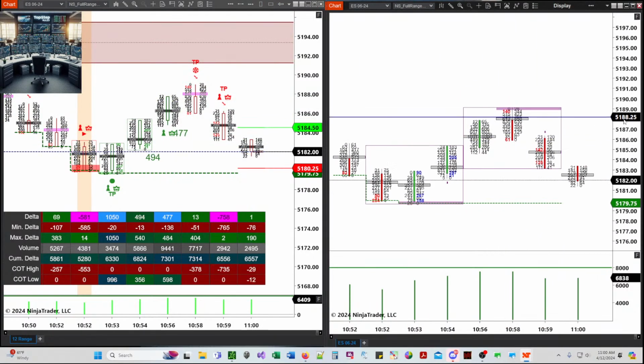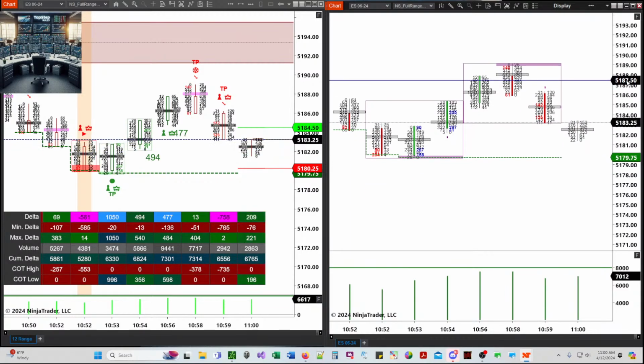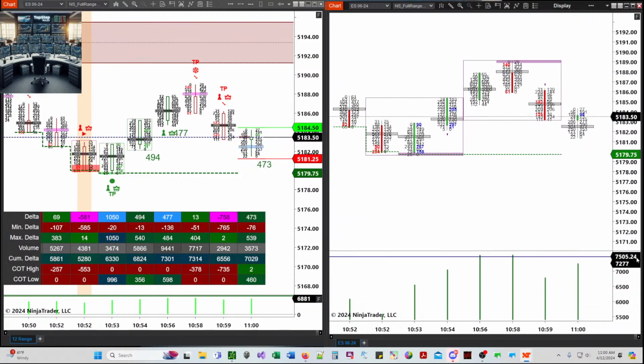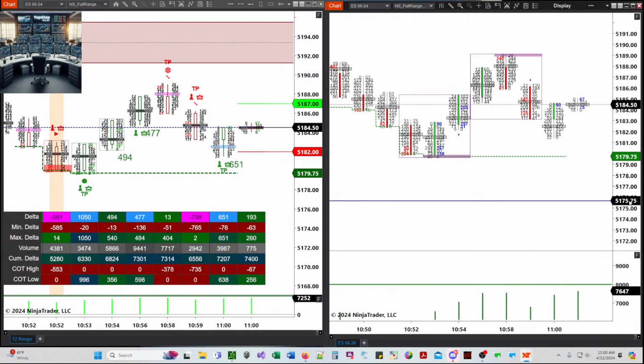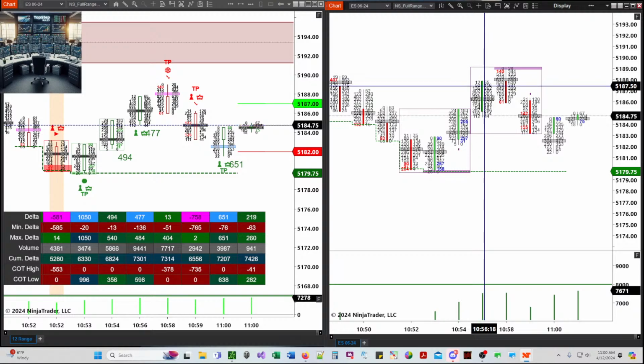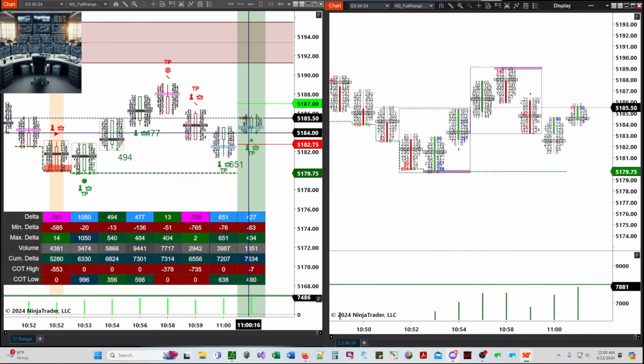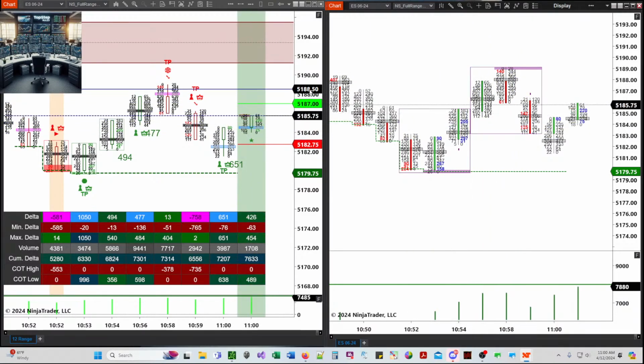Got a POC wave to the downside. You guys interested in seeing the POC wave to the downside? That square box is a POC wave to the downside on Valto's footprint chart.